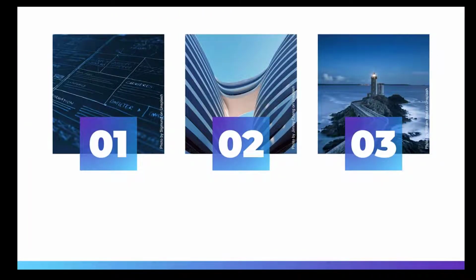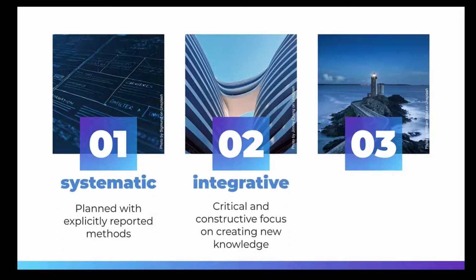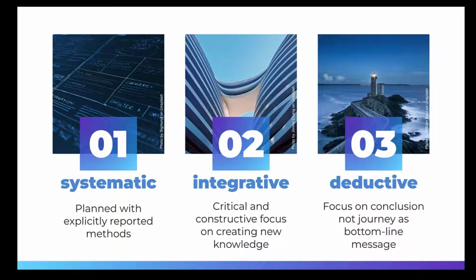High-quality literature reviews have three characteristics. They're systematic, integrative, and deductive. I'm going to explain each of these characteristics and provide you with brief examples in the remainder of this video.